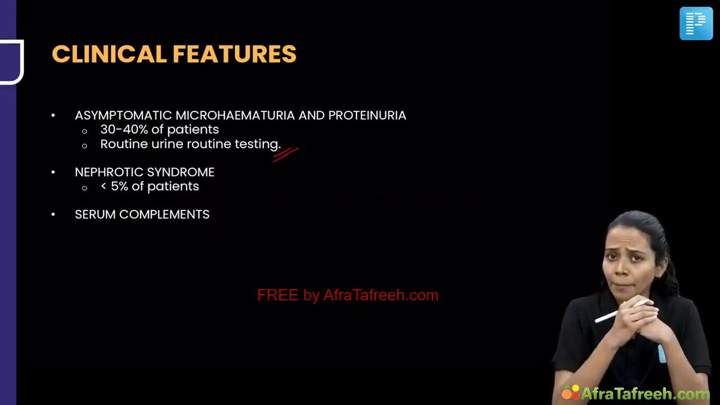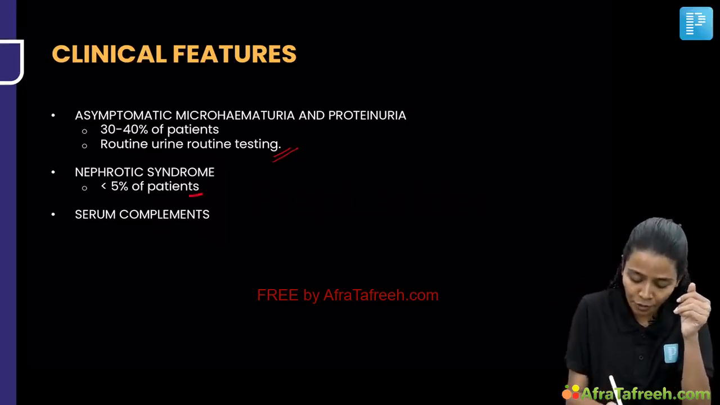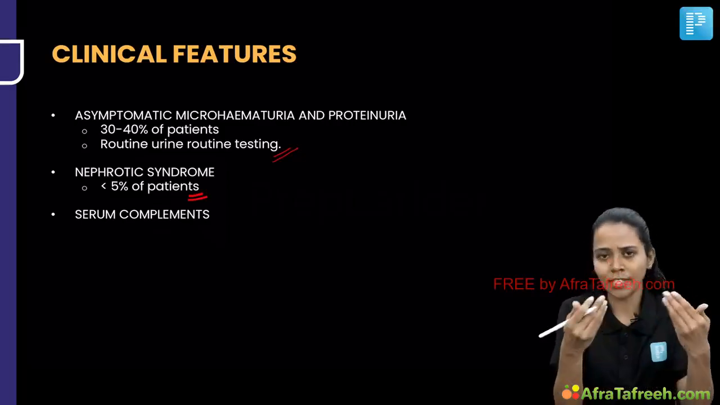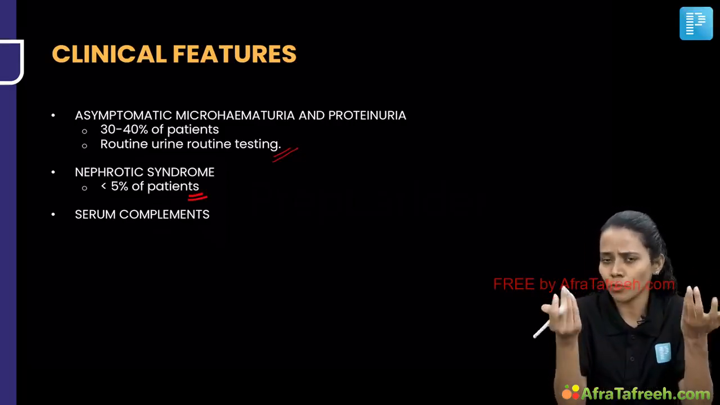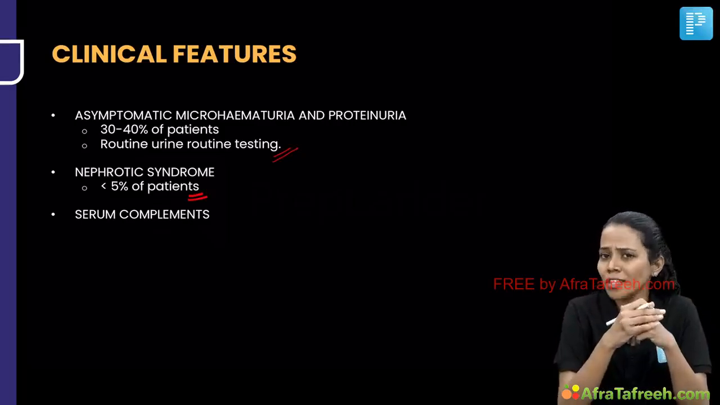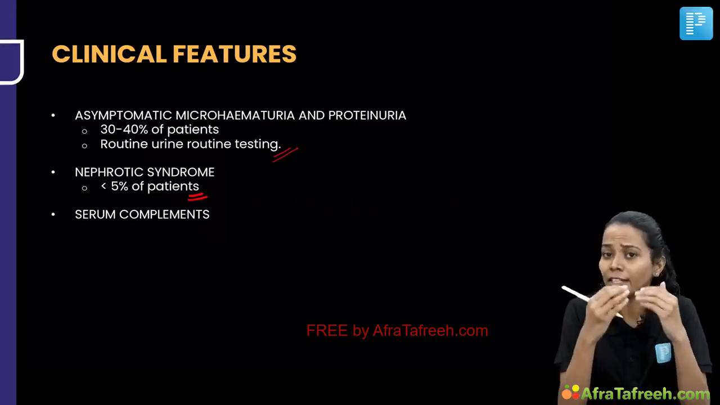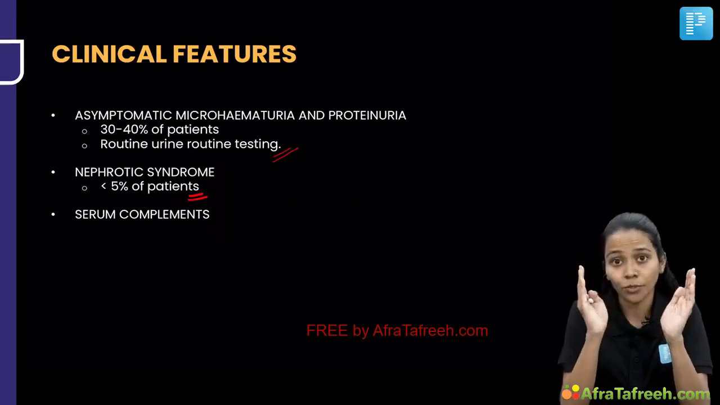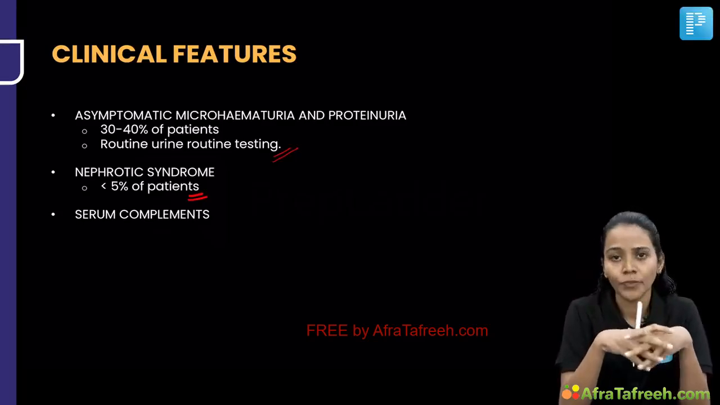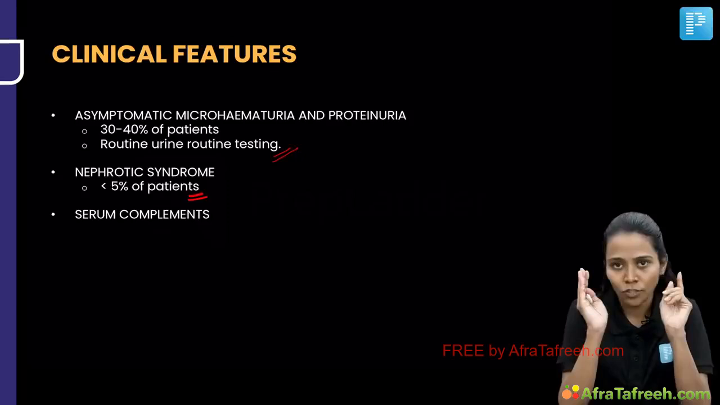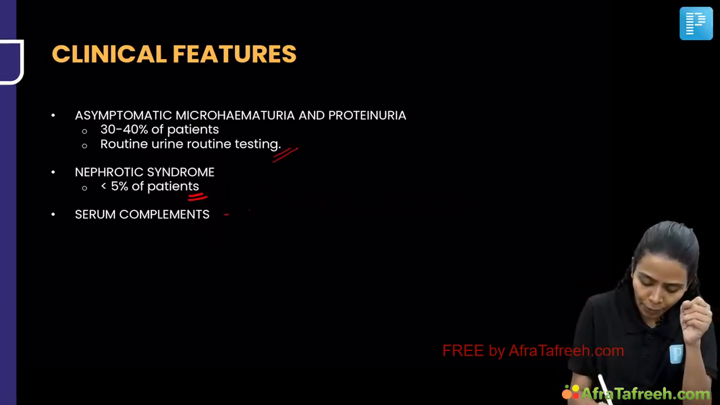Now, some patients can also present as nephrotic syndrome. It is seen in less than 5% of patients. It's not very common. However, in India, all these, you know that we mostly read Harrison's textbook, so all this data is from abroad. But recent Indian data shows that in the Indian population, approximately 20 to 30% are presenting with nephrotic syndrome. But for your exams, for all practical purposes, nephrotic syndrome is less than 5%, okay? And serum complement levels are going to be normal.